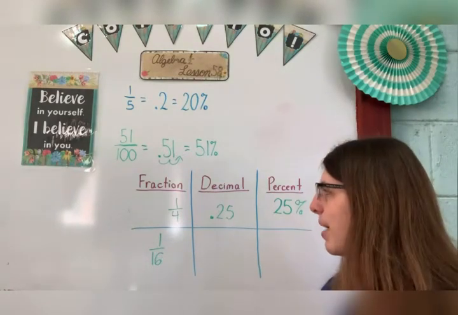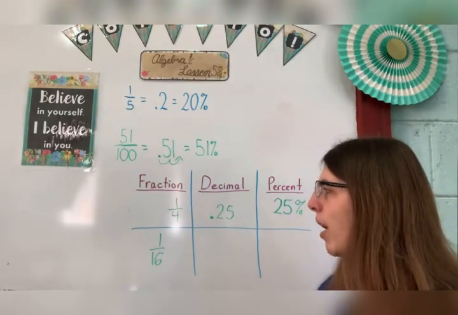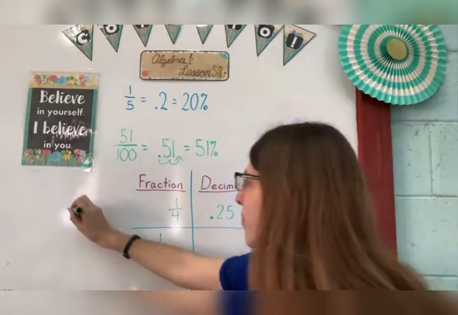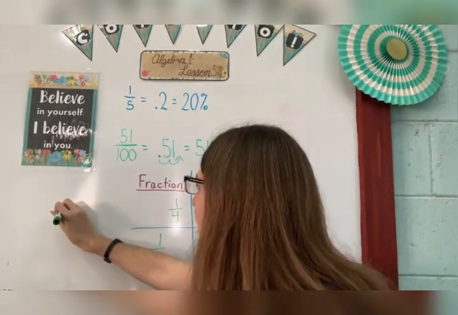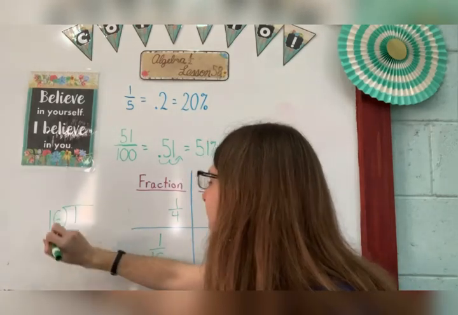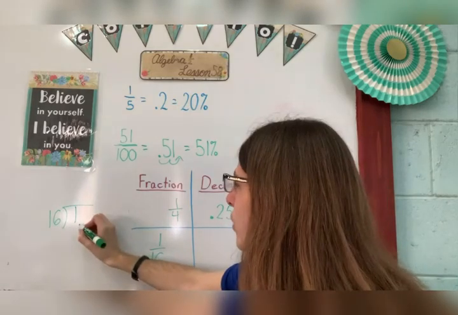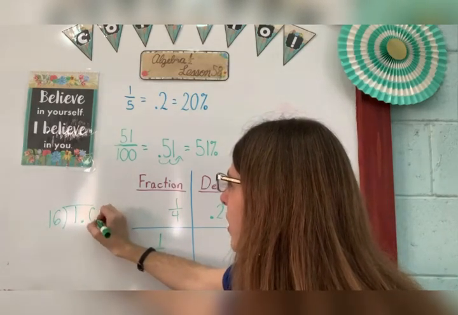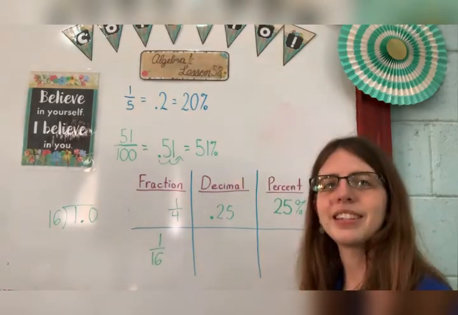Okay, let's try this one. My fraction is 1 over 16. Well, let's start by changing it to a decimal. So to change it to a decimal, I divide 1 by 16. Well, I can't divide 1 by 16, so I need something else. So I put a decimal point so I can annex a 0.